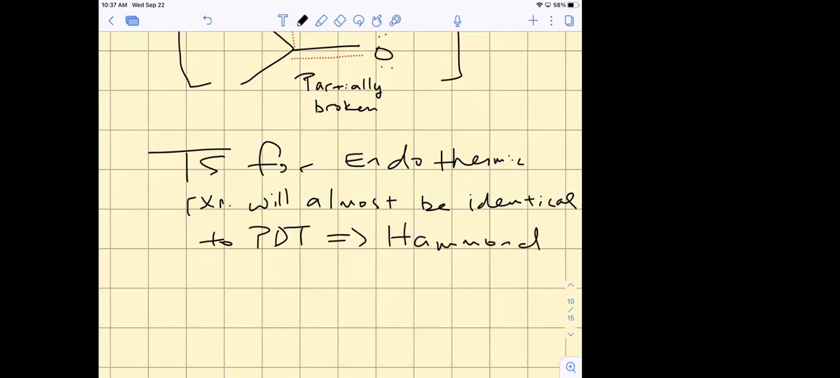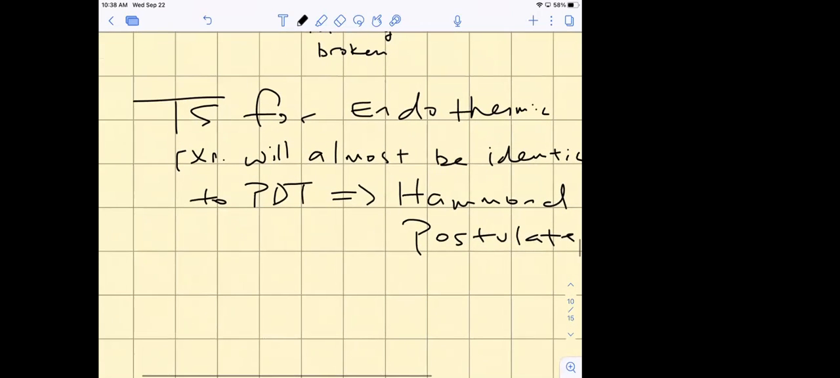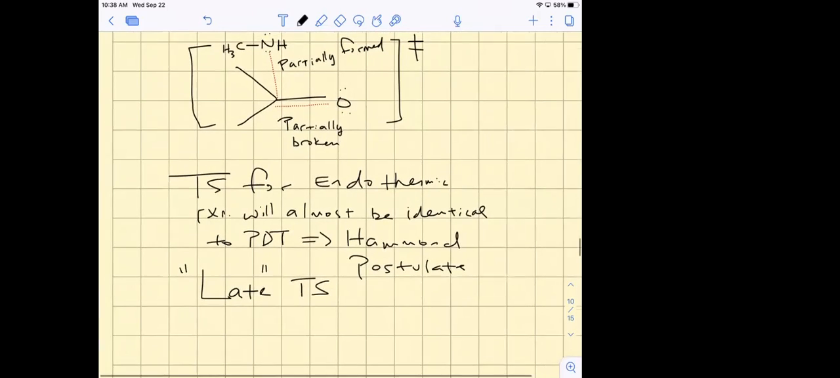And that's based on what we call the Hammond postulate, right? Which says that the transition state, if it's late, is going to look more like the product. If it's early, it's going to look more like the starting material, right? So there'll be extensive bond breaking and bond making for the transition state of an endothermic reaction. So if it's endothermic, we say that it's a late transition state.